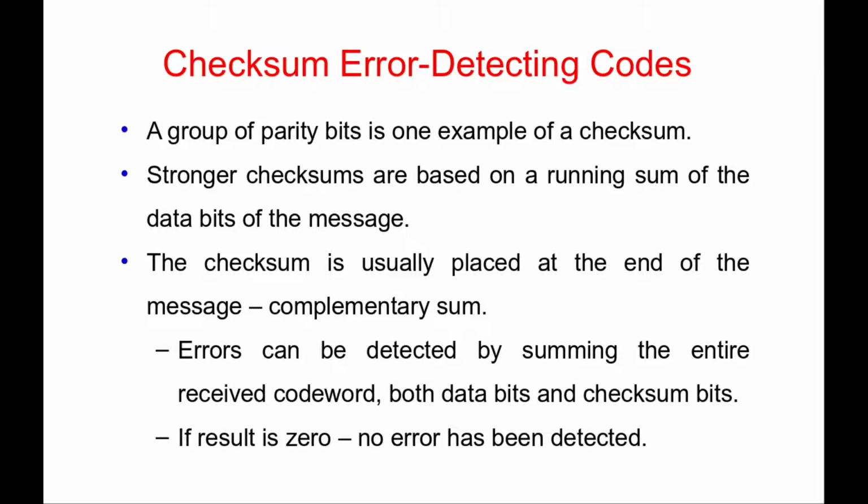Now basically there are even stronger mechanisms of checksum which are based on calculating the running sum of the data bits of the message being transmitted. This calculated checksum is placed at the end of the message in the form of the complementary sum. For example, if the sum happens to be 7, that sum will be placed as minus 7. Now the message will be sent with that checksum.